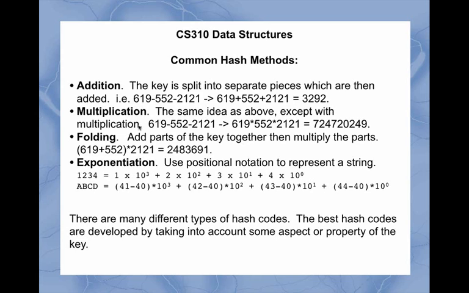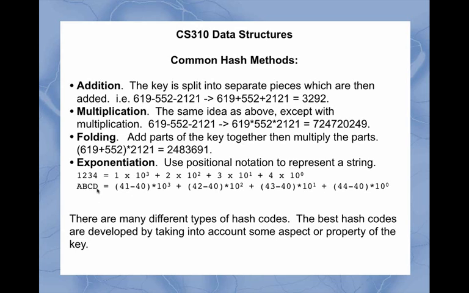A, B, C, D is equal to... So what we're doing here is subtracting 40 from each ASCII character. 41 here is the ASCII character for A. So we're transforming this actually into 1, 2, 3, 4 by subtracting 40 from the ASCII code. So here we have 1 times 10 cubed, 2 times 10 squared, 3 times 10 to the first, 4 times 10 to the power 0. So you can take a string and you can use this as a way to generate the hash code.